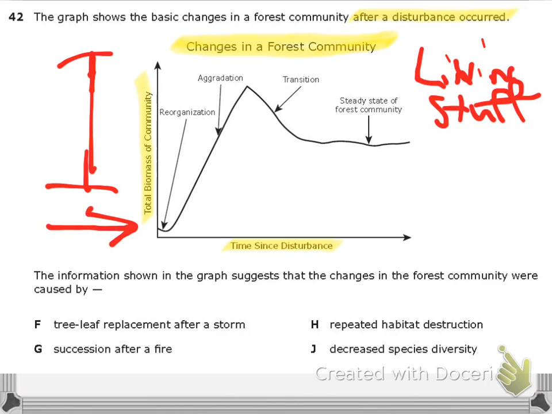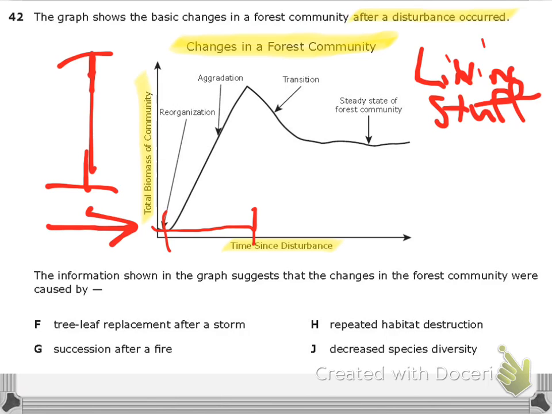And we are talking about the forest community, so a bunch of different things, right? So we know something went down, it wiped out almost everything, and then over a pretty decent amount of time, everything started to come back, right? And then it slowly transitioned back to being steady, right? So let's look at these. Let's look at F. Tree leaf replacement after a storm.